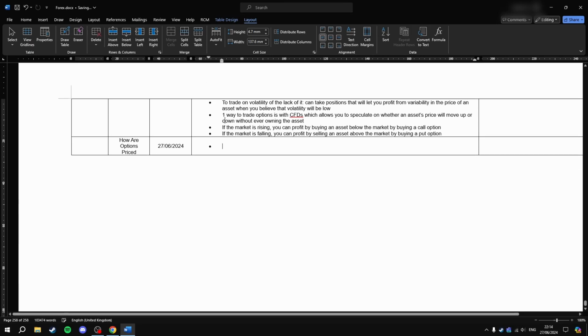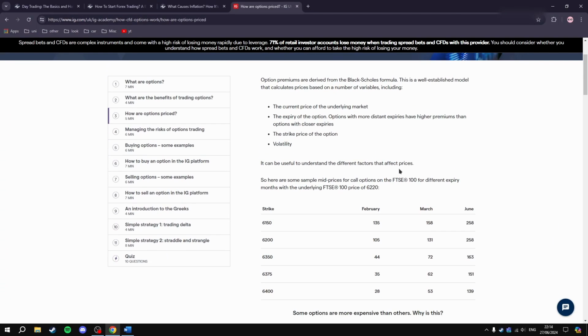So how are options priced then? Option premiums are derived from the Black-Scholes formula. This is a well-established model that calculates prices based on a number of variables, including the current price of the underlying market and the expiry of the option. Options with more distant expiries have higher premiums than those with closer expiries because, as we learned in the last lesson, the options are given more time to actually hit that strike price, so they're going to have to increase the premium for that. Then the strike price of the option and volatility.